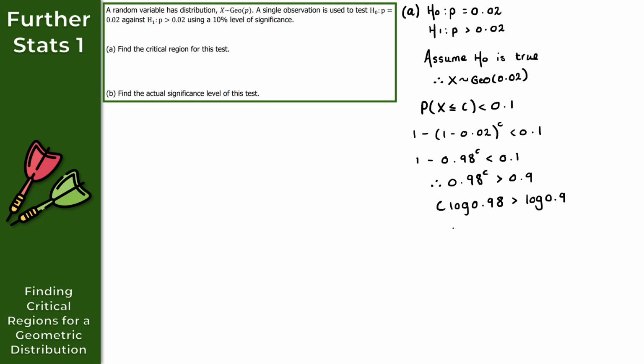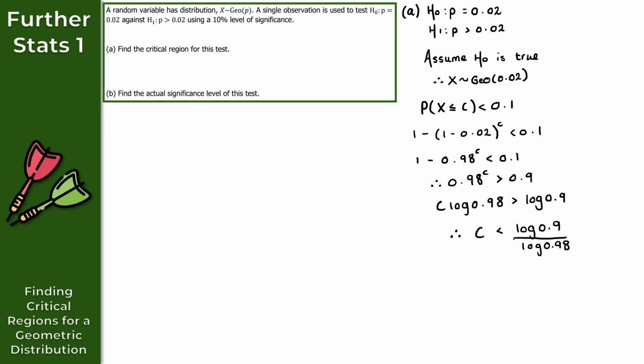And then finally, we want to solve for c here. If we want to solve for c, we just need to divide both sides by log of 0.98. However, we do need to be very careful here because log of 0.98 is negative. So because we're now dividing by a negative number, the direction of the inequality will change. So just keep an eye out for that. So in that case, c is now strictly less than log of 0.9 over log of 0.98.